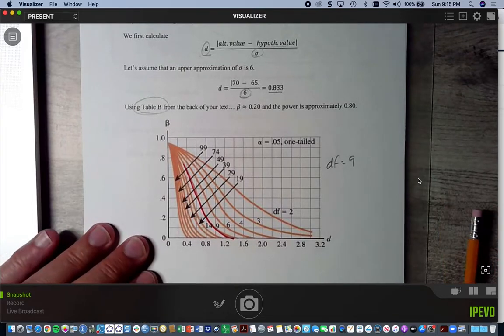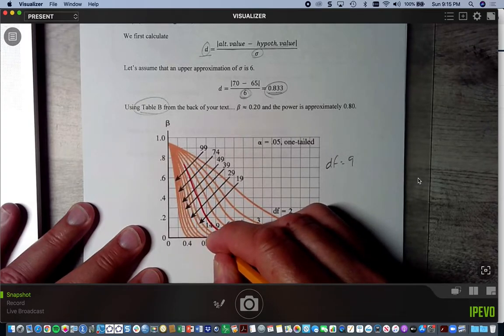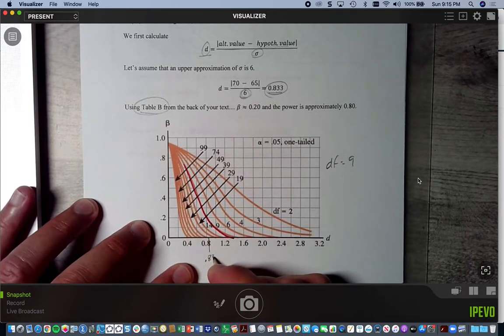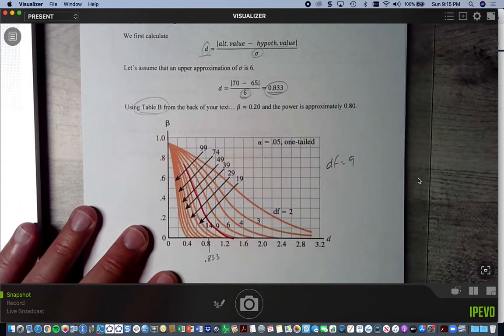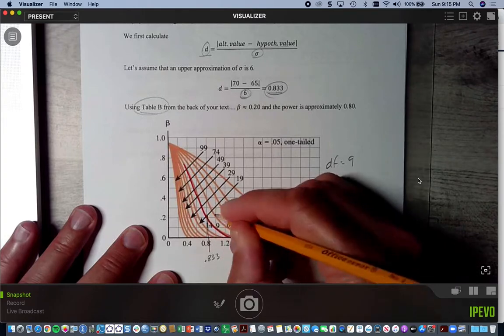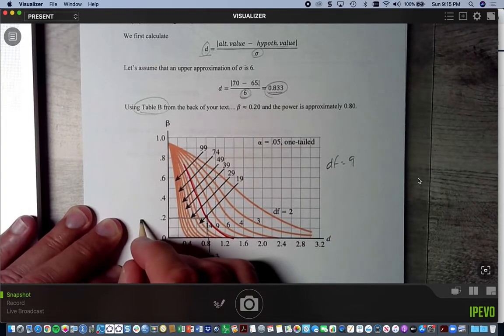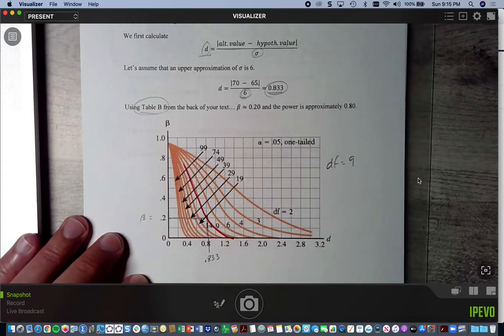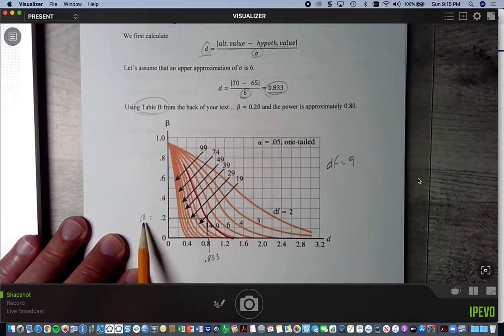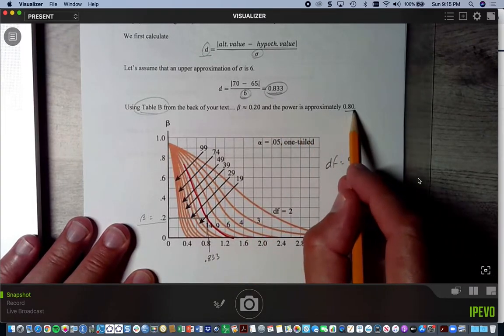Then we calculated this value of D, which is along the horizontal axis. So 0.833 is about there. If we go up until we hit the graph with 9 degrees of freedom and then come over, we find that beta is about 20%. So beta in this case, the probability of making a type 2 error, is 20%, which means the power of the test is going to be 80%.